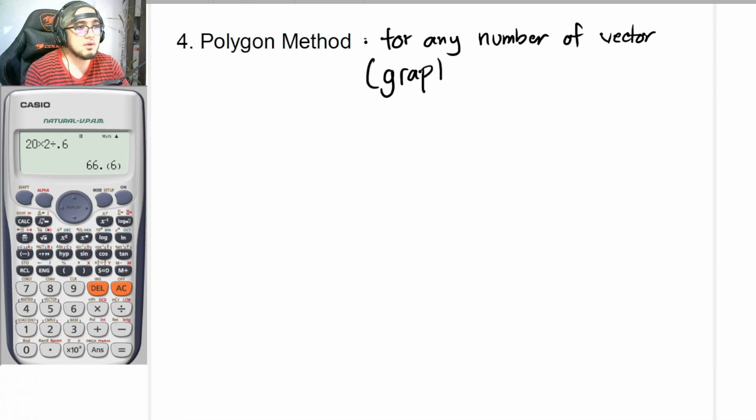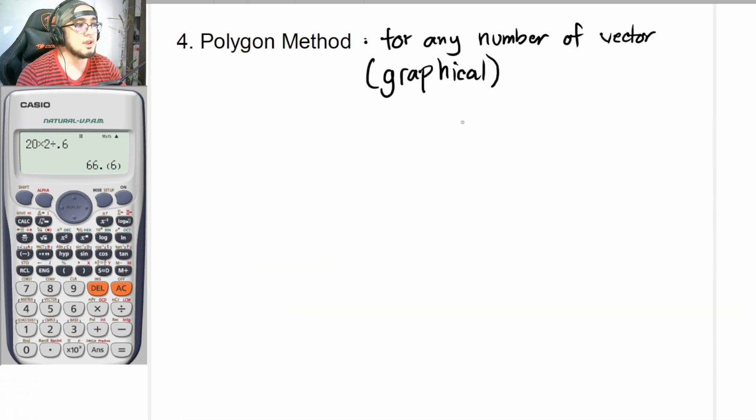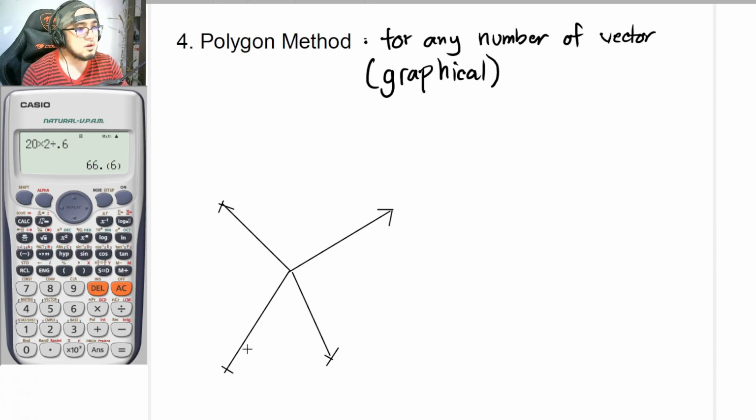By graphical, what you would be doing here is drawing. So you will be drawing now, because this is drawing. Just like what we did in the rectangular method a while ago, that was graphical, and here it is graphical again. So for example, you have plenty of vectors. Say you have a vector here, a vector here, a vector here, and a vector here. Let's say 4 only for now.